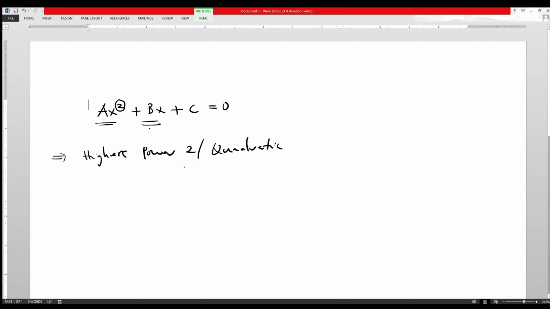If the highest power were to be 3, then it would be a cubic equation. If the highest power were to be 4, then it would be called a quartic equation. And if it were to be 5, then it is going to be a quintic equation, and so on and so forth. Okay?